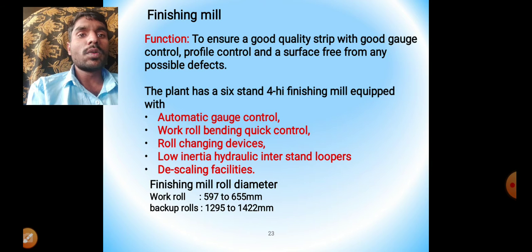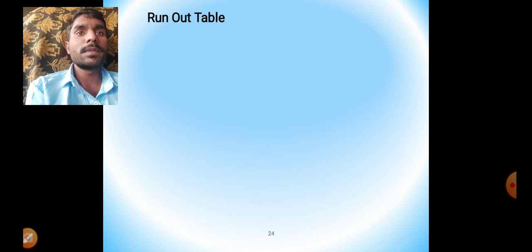The finishing mill roll diameter is 597 to 655 mm and the backup roll diameter is 1295 to 1422 mm.